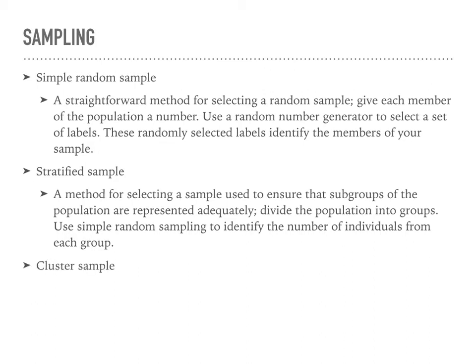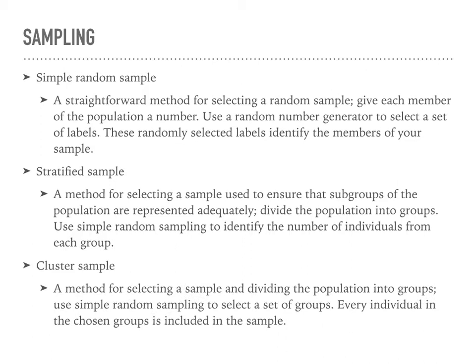Next, there's cluster sampling. Cluster sampling is a method for selecting a sample and dividing the population into groups. You're going to use simple random sampling to select a set of groups. Every individual in the chosen groups is included in the sample. Now, stratified and cluster look fairly similar. So what's the difference? With a stratified sample, you're going to get a few people from every single subgroup. With cluster sampling, you're going to get everyone in just a couple of the subgroups.